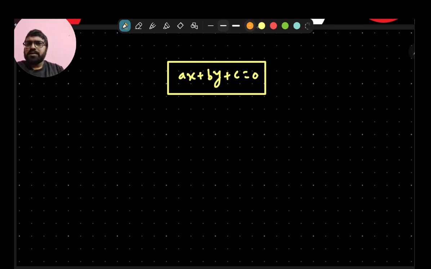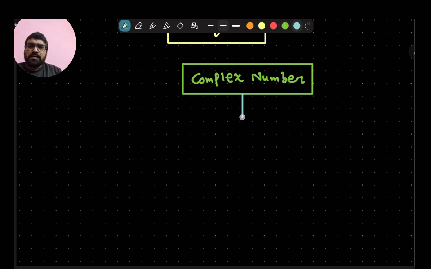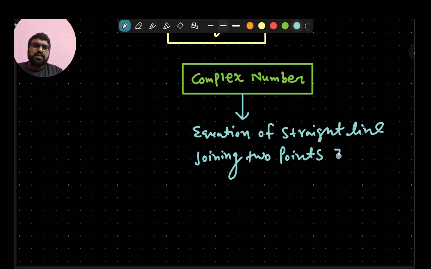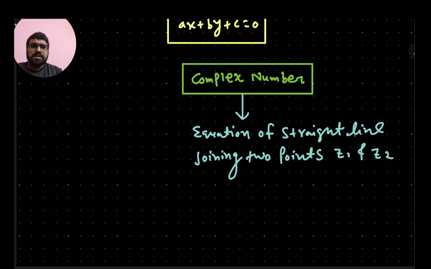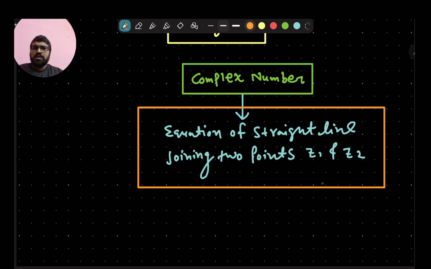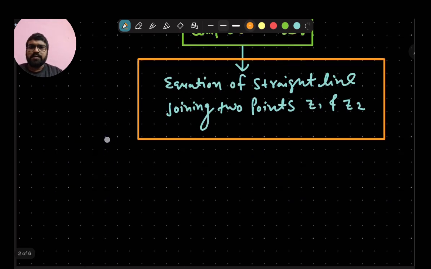So this was the form of a straight line in the Cartesian coordinate system. But today we are going to discuss how we write the equation of a straight line on the complex plane, that is, on the Argand plane. In complex numbers, we are going to discuss the equation of a straight line joining two points, let's suppose z1 and z2. Whatever we are going to discuss right now is not on the Cartesian coordinate system but on the Argand plane. So the equation of a straight line joining two points z1 and z2, and these z1 and z2 are points in the Argand plane.